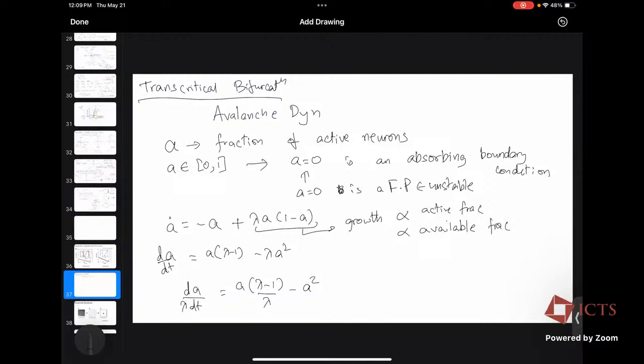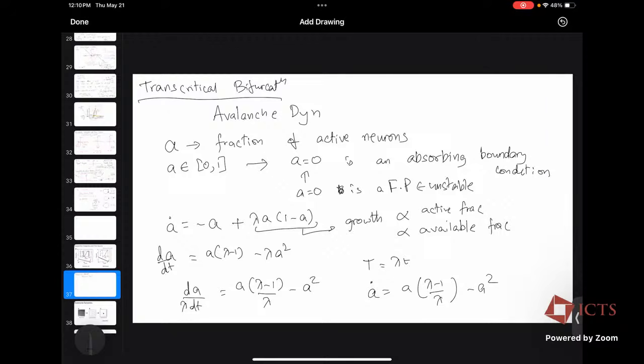Now, if I'm in general interested, once again, in the qualitative nature of the dynamics, right? What are fixed points? What are unstable fixed points? What is stable? What is not stable? I can always rescale time, right? I'm just interested in whether something is stable or not. Then if it goes very fast to that fixed point or slightly slower to that fixed point, it doesn't really matter. So I'm just going to rescale time. I can define a new variable t to be just lambda times t. And so then my equation with respect to this new time variable is A dot is equal to A times (lambda minus 1)/lambda minus A squared. Okay.